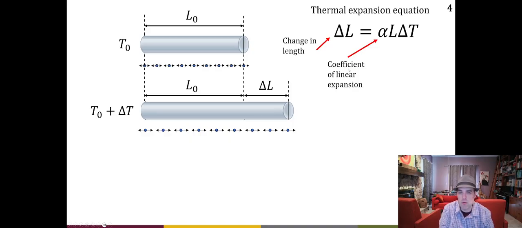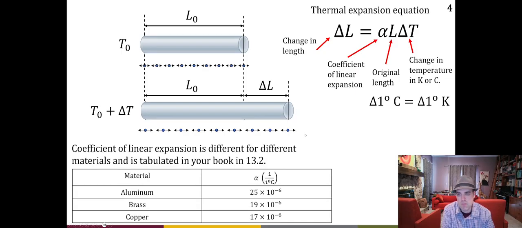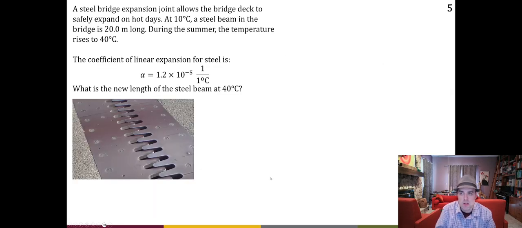There's a big table in your book that will have a bunch of values for alpha. Each material, depending on the atoms in it and the chemical bonds between the atoms, is going to have a very different value. The change in temperature could be in Kelvin or Celsius. Remember, a change in 1 degree Celsius is the same as a change in 1 degree Kelvin, so it doesn't matter. That makes it a little nice. I pulled some values from your book: here's the coefficient of linear expansion for aluminum, brass, and copper. So let's do a problem.